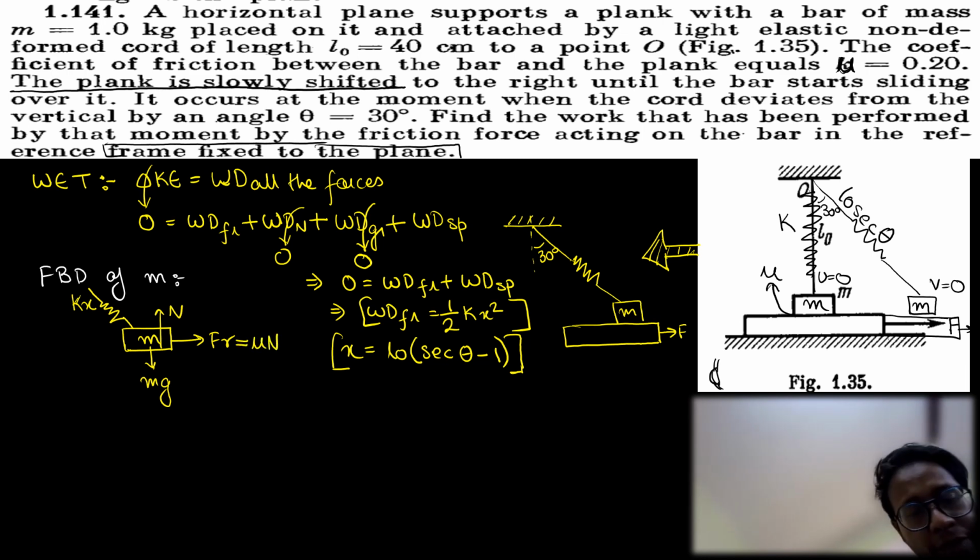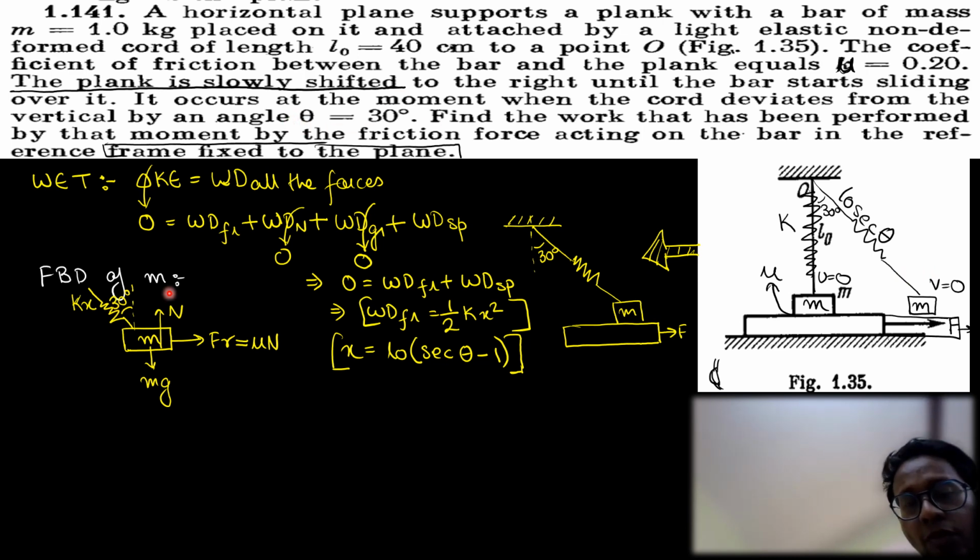And what is the maximum value of static friction force? Mu into N. And what is the angle it makes? 30 degrees. It is given in the question. The maximum angle it makes with the vertical is 30 degrees. If this angle is 30, this angle would also be 30. It is given in the question.